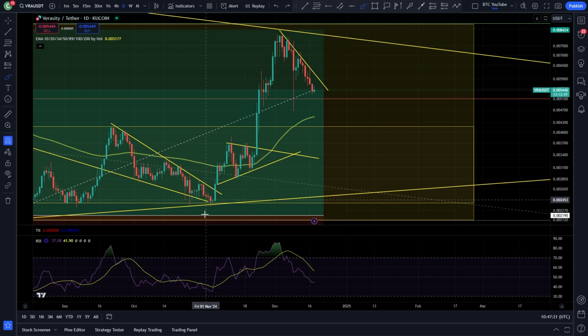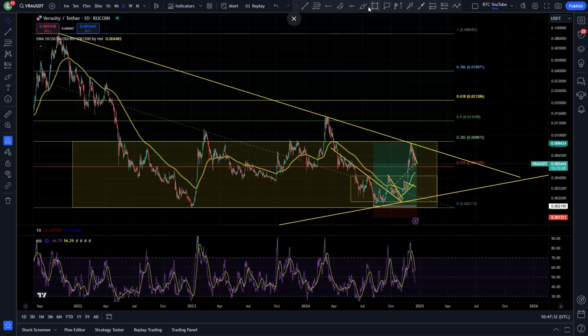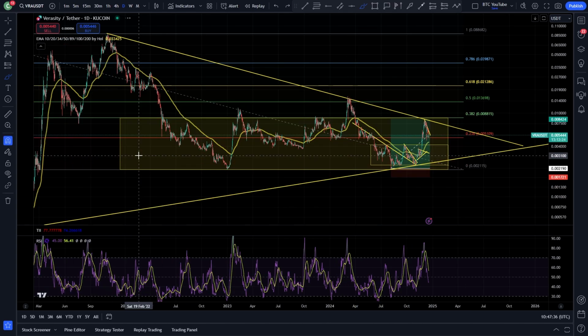A lot of our altcoins have been retracing after the recent impulse that they've seen, and Verasity here is no exception. We can obviously see that we had a very nice impulse from around that 1/5 of a cent level up to around 1/8 of a cent here, so around a 4x off the lows. As you can see, we're still very much in a range which has been tested multiple times at the resistance and support levels.